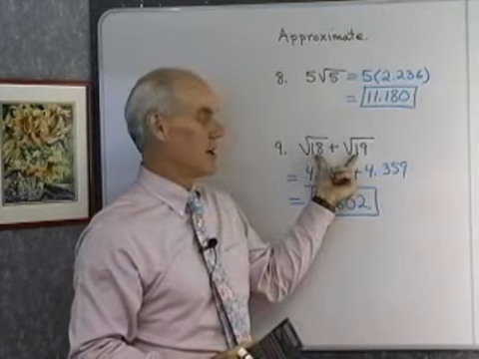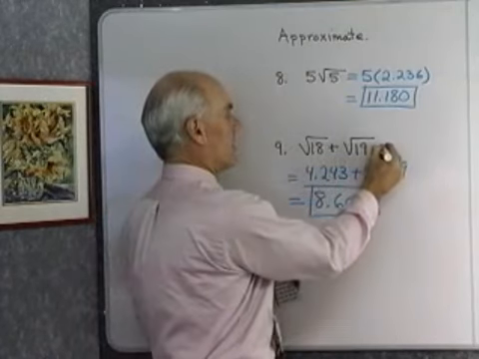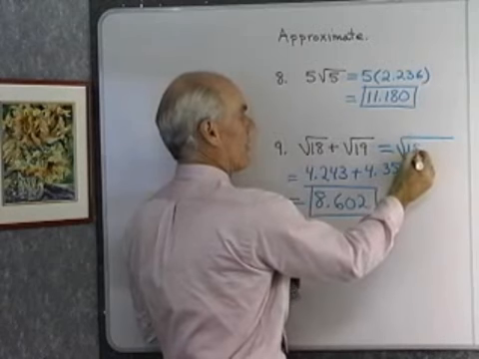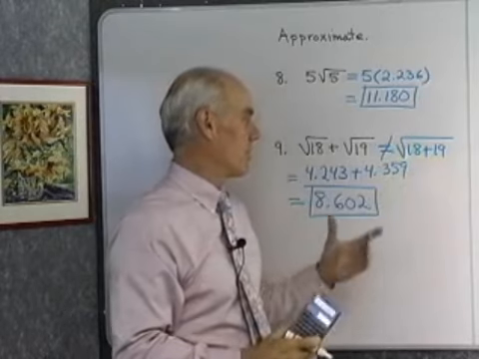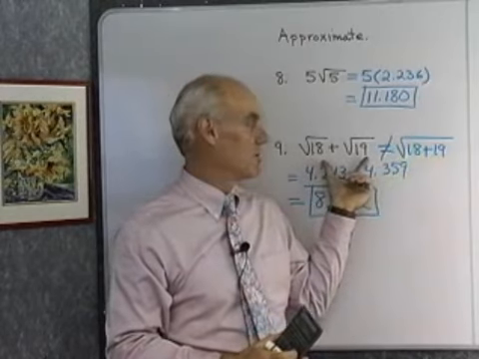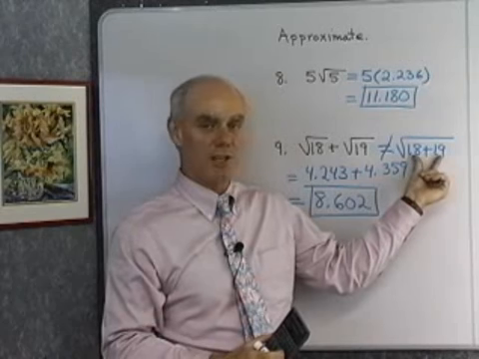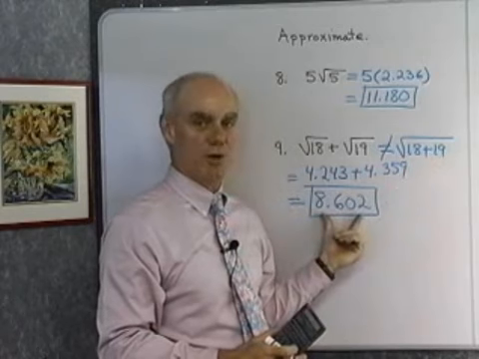Now a real common mistake that I see students make all the time when they work with square roots is this. They'll take square root 18 plus square root 19 and they'll think of it as square root of 18 plus 19. There is no property of square roots that allows us to add square roots this way, and one way to see that this won't work is to take 18 plus 19 and then find its square root. You'll see that you don't get 8.602.